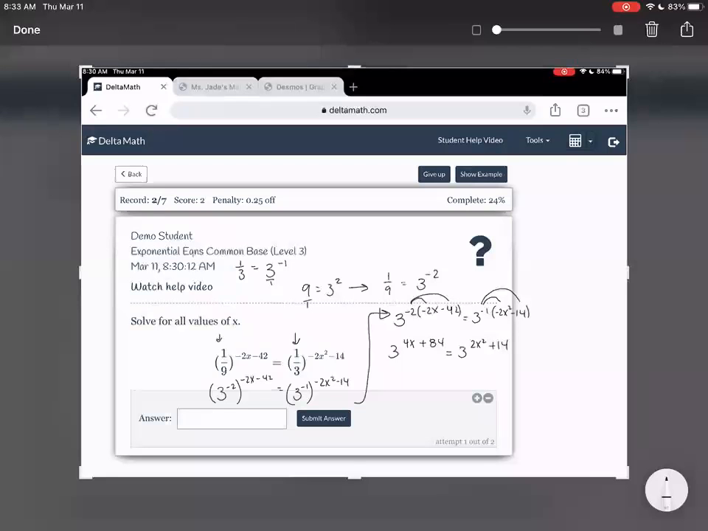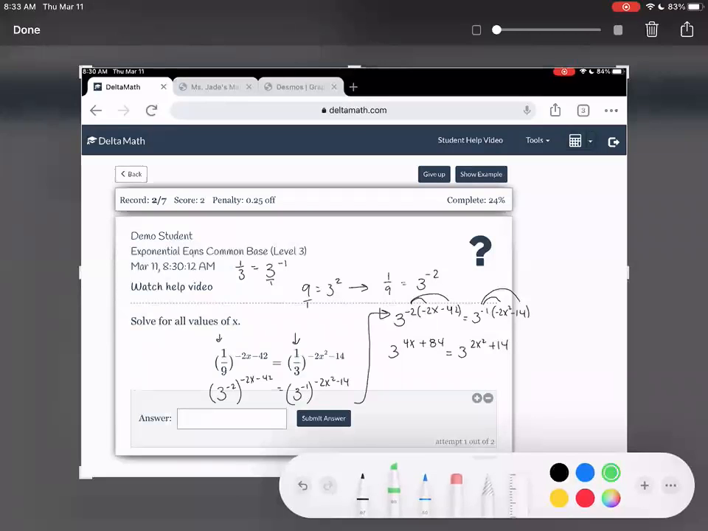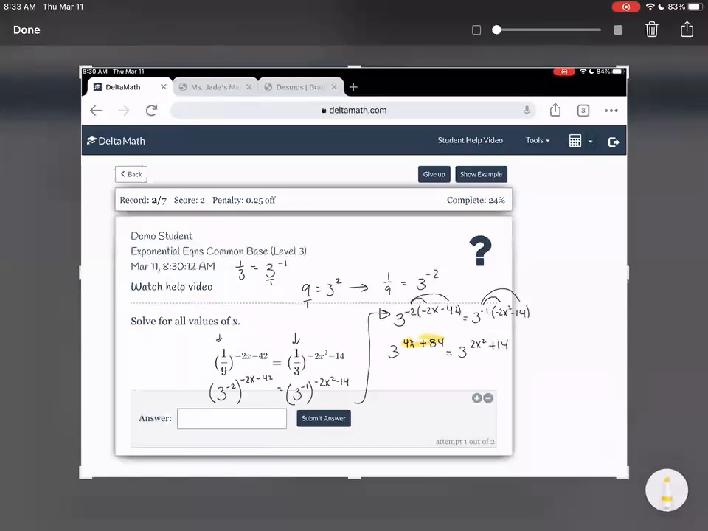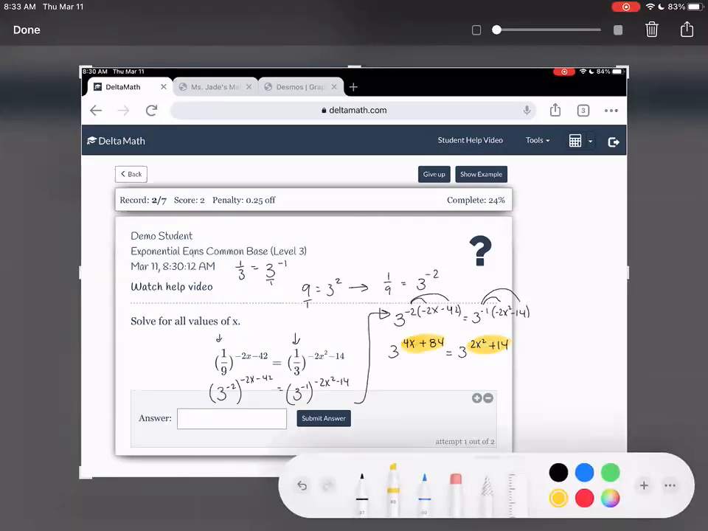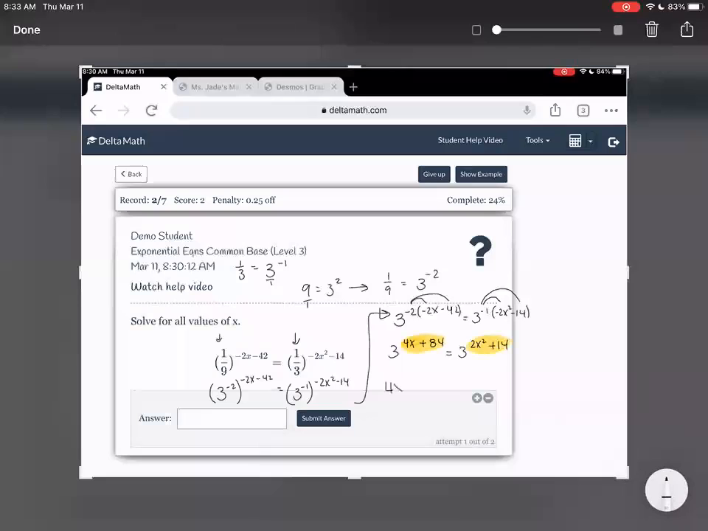All right, so remember, now that we have our same base, we can take just the exponents and set those equal to each other. So we have our exponents here and here. So I have 4x plus 84 is equal to 2x squared plus 14. And then let's bring everything to one side. So I'm just going to subtract 4x. Those cancel out. We get 84 is equal to 2x squared minus 4x plus 14.